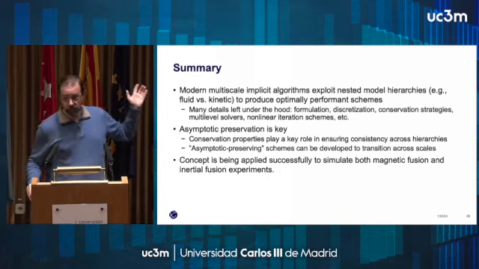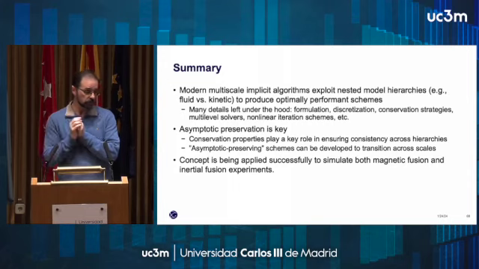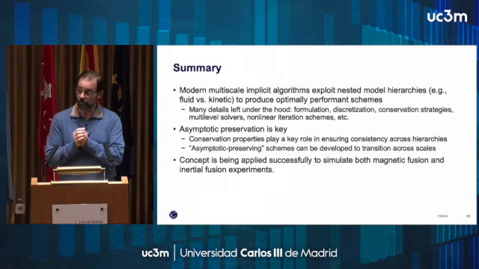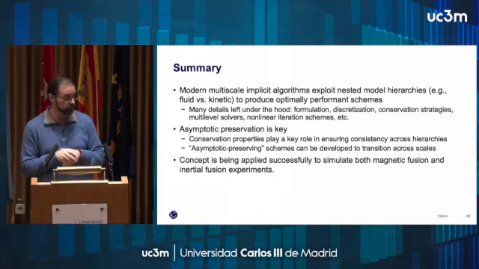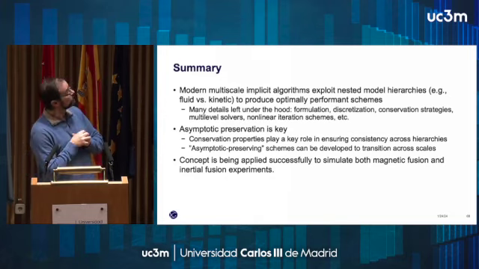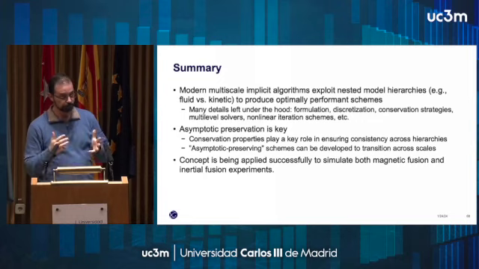Throughout, asymptotic preservation is key. You need to have these models be consistent, and you need to have conservation properties for the key invariants that are going to matter, or else your solution is going to go to a place where it's not going to be physical. And therefore, you're going to get the wrong answer faster, which is never a good idea. And now we're applying this to both magnetic fusion and inertial fusion. So that's it.